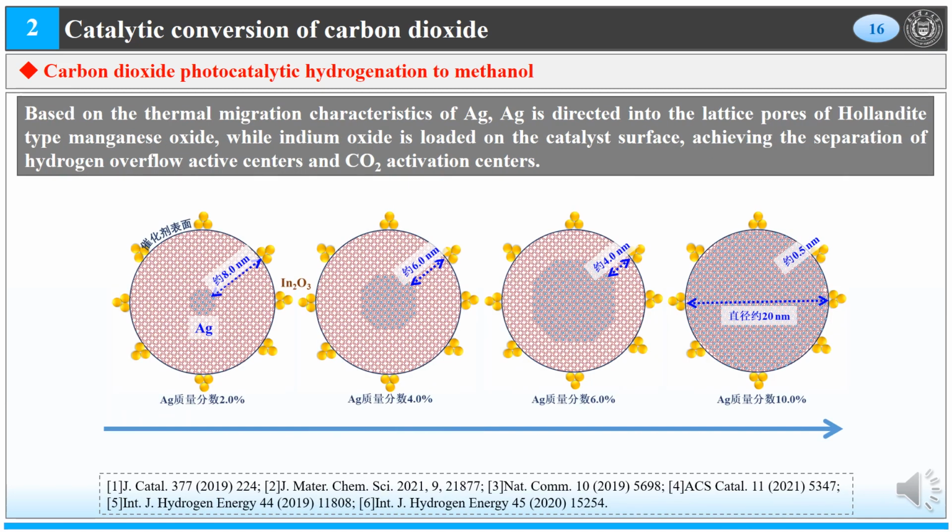Based on the thermal migration characteristics of silver, silver is directed into the lattice pores of holandite-type manganese oxide, while indium oxide is loaded on the catalyst surface, achieving the separation of hydrogen overflow active centers and carbon dioxide activation centers.